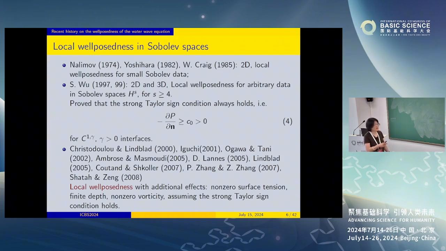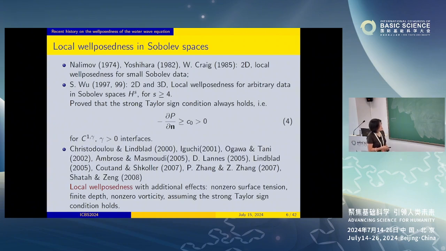In other words, the interface can even overturn, okay? It doesn't really matter; for any Sobolev data, you can solve for some finite time, okay? The crucial point to this result is the so-called Taylor sign condition. We were actually able to show that the strong Taylor sign condition always holds, okay? In other words, there's always a positive lower bound as long as the interface is smooth enough, like C^{1,gamma}, where gamma is any positive number.